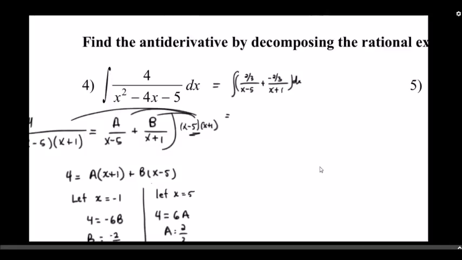And then since there's multiple terms in that expression, you can find separate antiderivatives. And I'm going to go ahead and take these numerators out as coefficients. So the first one we can say 2/3 times the antiderivative of 1 over x minus 5. And then I'm going to pull out the -2/3 times the antiderivative of 1 over x plus 1.